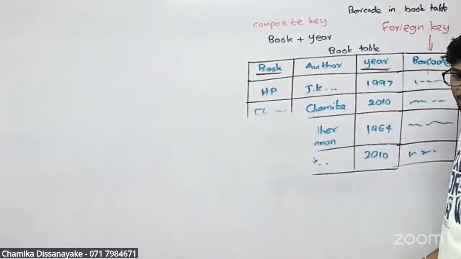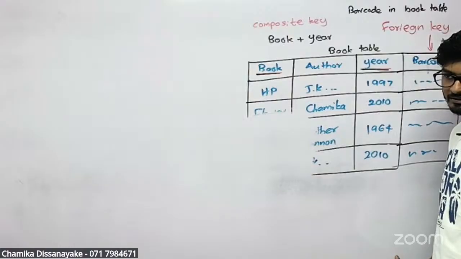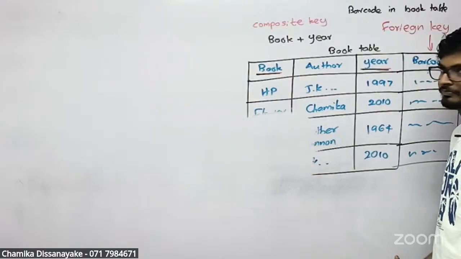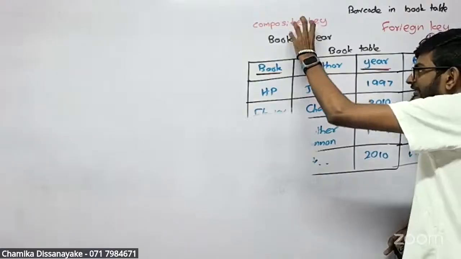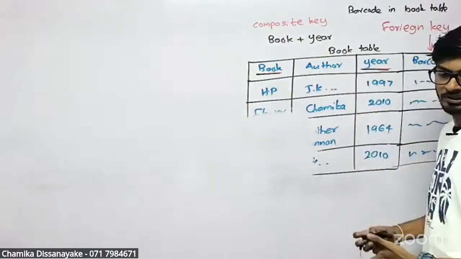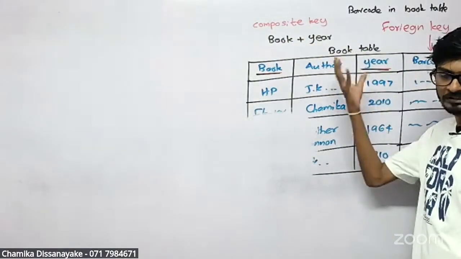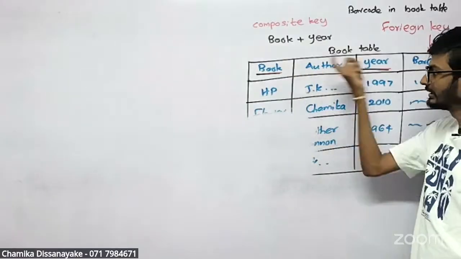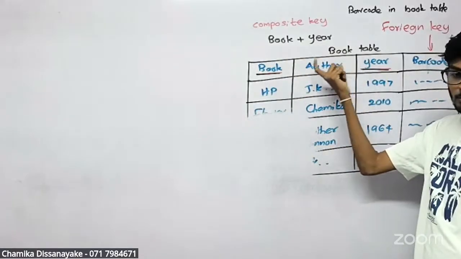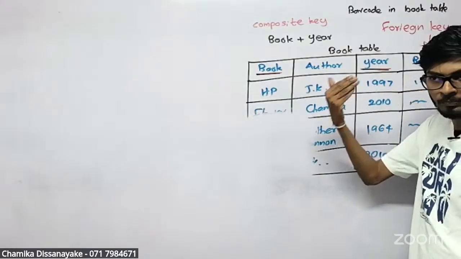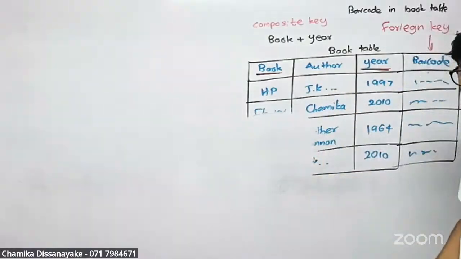So here I told you I have given a combination of columns. That means the composite key is also a primary key. I told you guys that, no? Composite key means we are going to combine two columns to form a primary key. Okay, right.